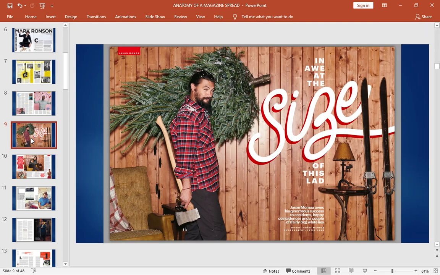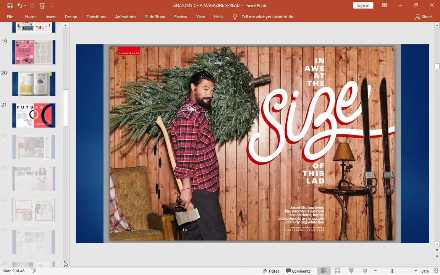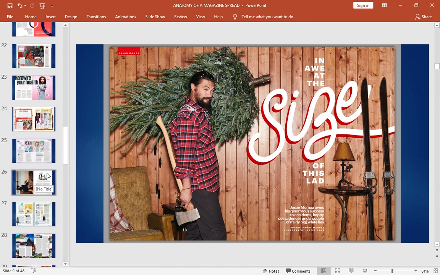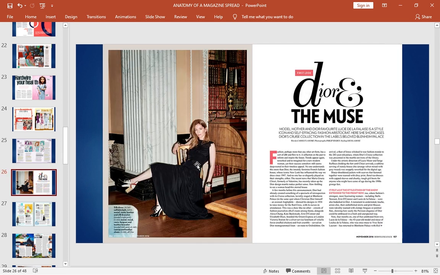One thing that we should also take note of is something we call an intro, which is the stand first or the deck. Let me show you an example of the intro that I'm talking about. This is a cover, and this is the headline. The headline is Dior and the Muse. And from the headline we have an intro. This is the intro: model, mother, and Dior favorite. So this portion is the intro.